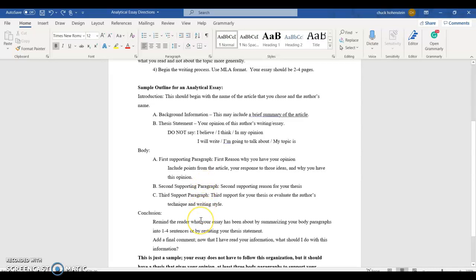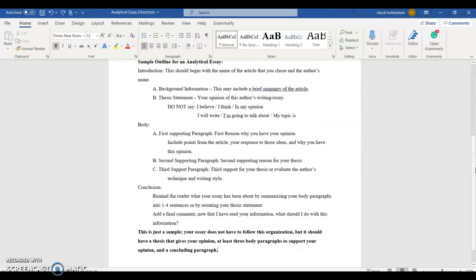You also need to write a conclusion, reminding the reader about what your essay's been about by summarizing your body paragraphs in 1 to 4 sentences, or by restating your thesis statement. Add a final comment, with clues like, now that I've read your information, what should I do with this? This is a sample. Again, you can organize it any other way you like, but you need to have an opinion, a thesis that gives your opinion, at least 3 body paragraphs to support your opinion, and the concluding paragraph.